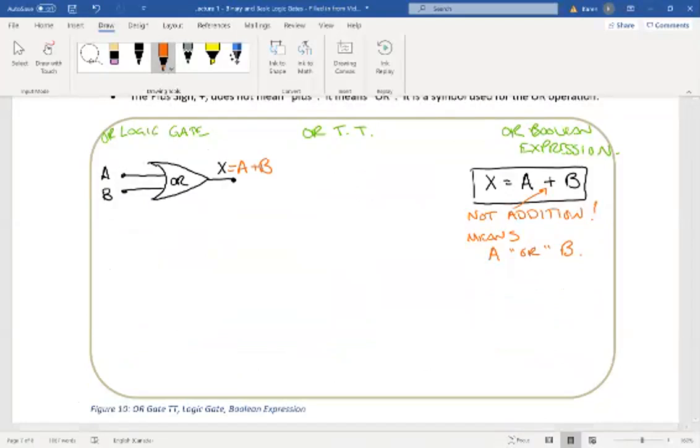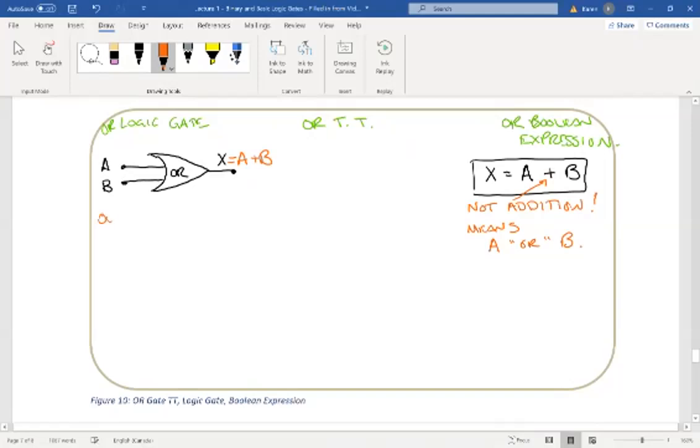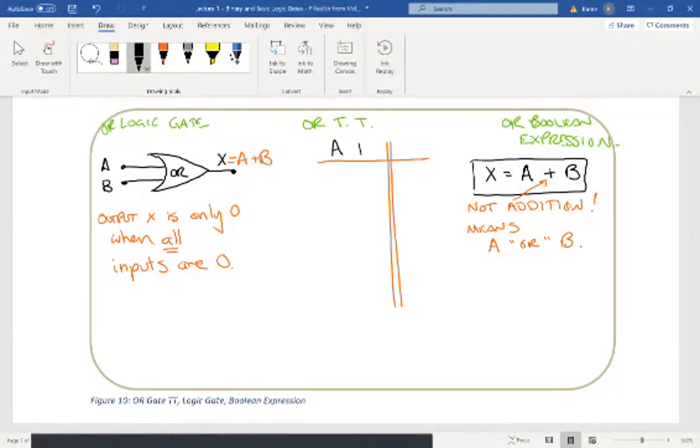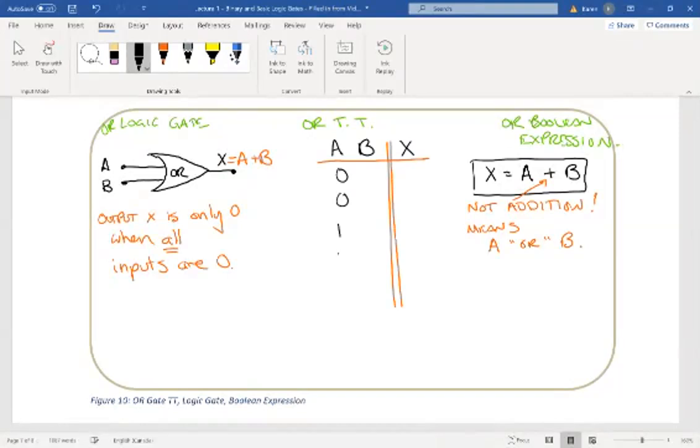And so armed with this information that the output is only 0 when all the inputs are 0, we can make a truth table. So let's just put a summary here. Output X is only 0 when all inputs are 0 or low. Now our truth table, here we just have a 2-input logic gate, so A and B. So we know there's only going to be 4 lines on our truth table. So they're going to be 0, 0, 1, 1, 0, 1, 0, 1. Those are all the possible combinations.